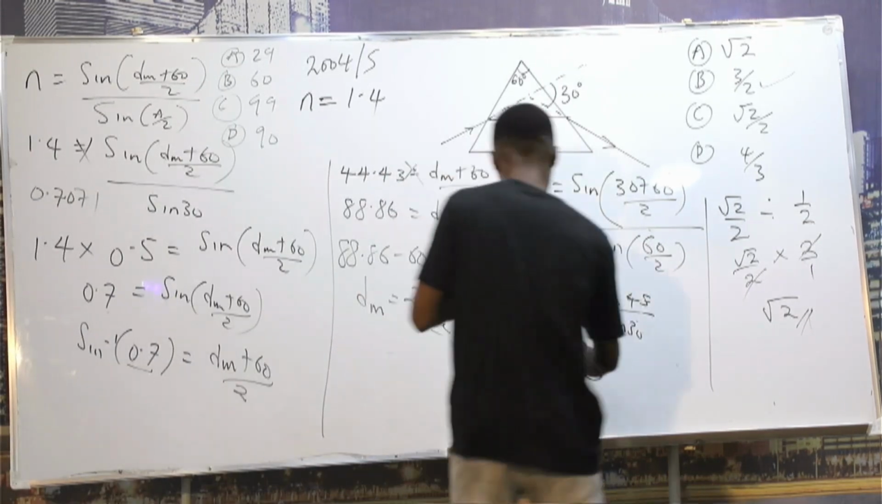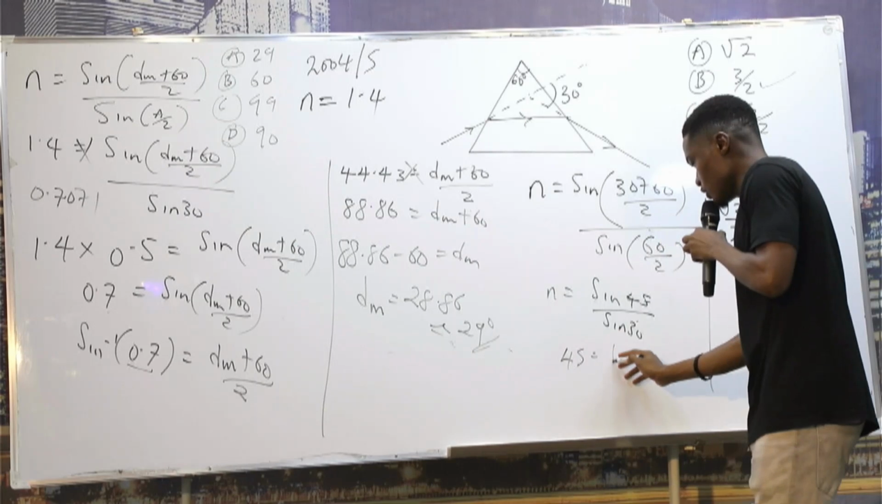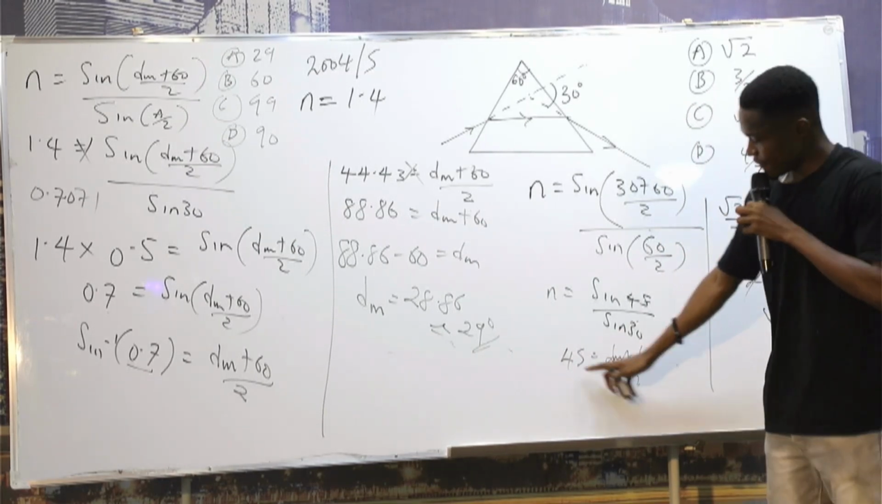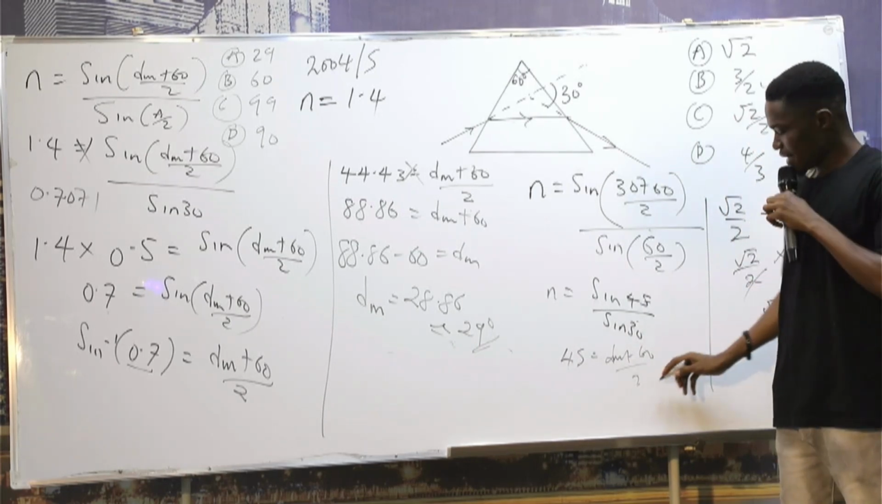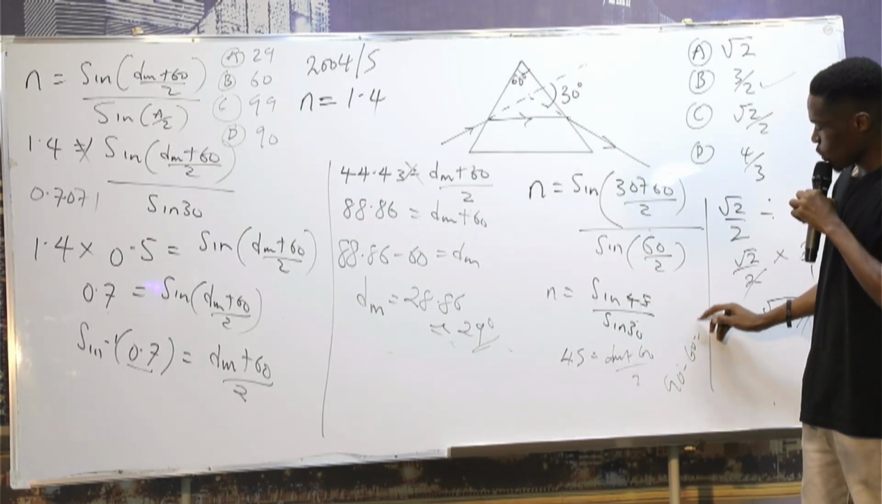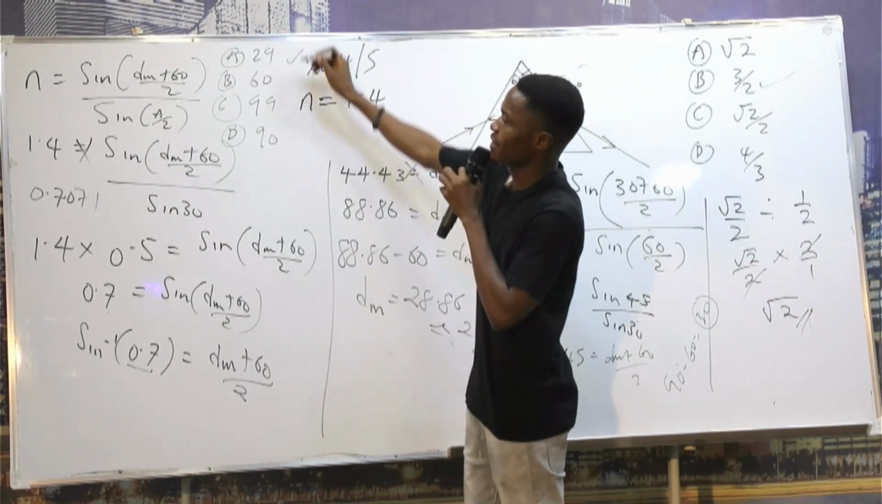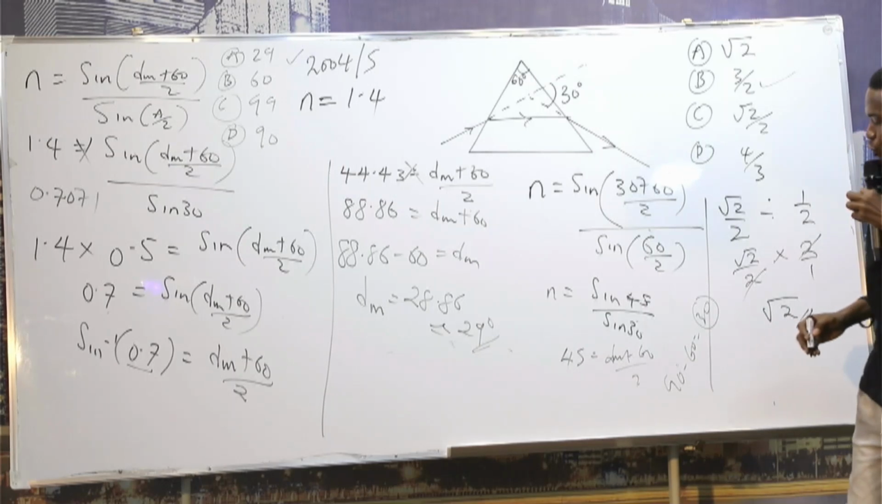So 45 is equal to (Dm plus 60) over 2. Cross multiply. 45 times 2 is what? 90. Then 90 minus 60 will give you what? 30. 30 is close to 29. You pick it as your answer.